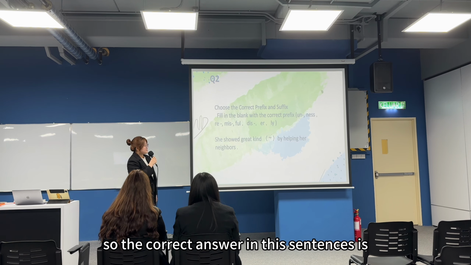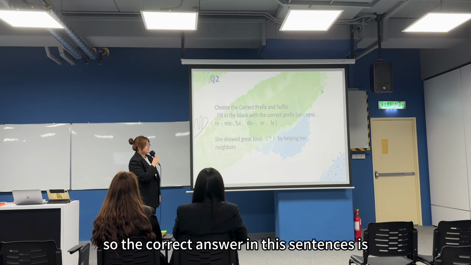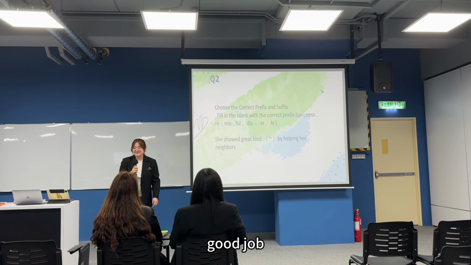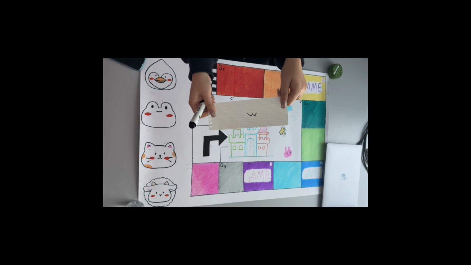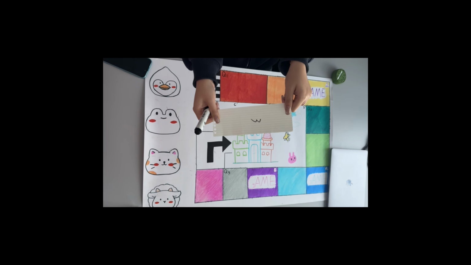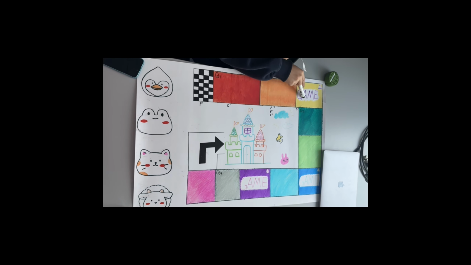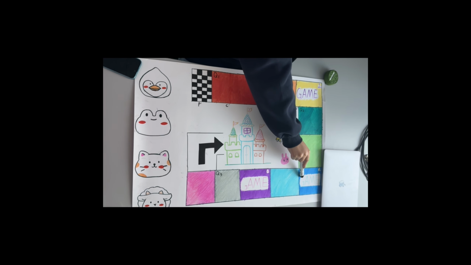So, the correct answer in these sentences is "kindness." Good job. Wow, the sheep group is a lucky dog. They chose the number 3, so they can play game 2.